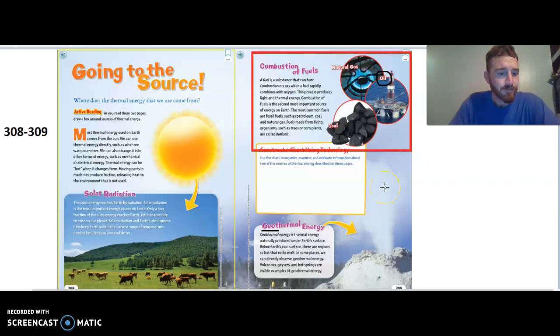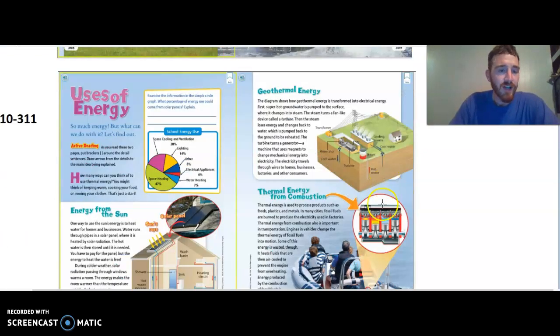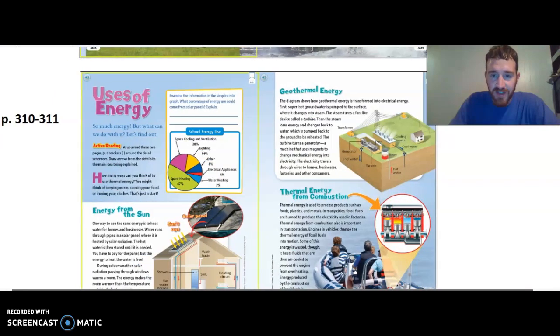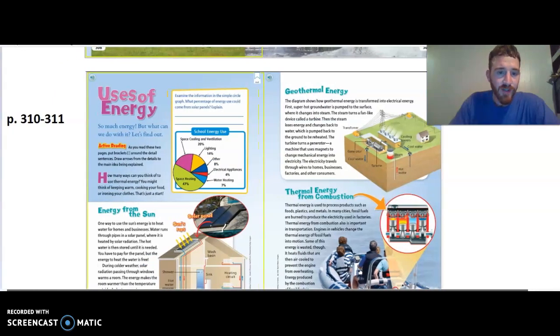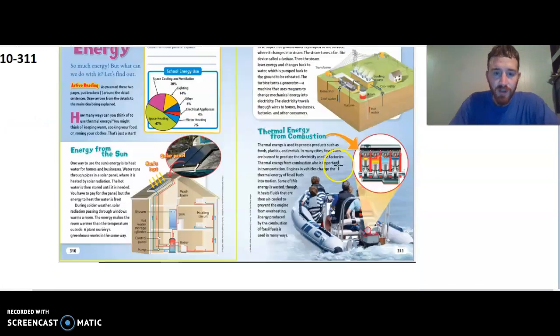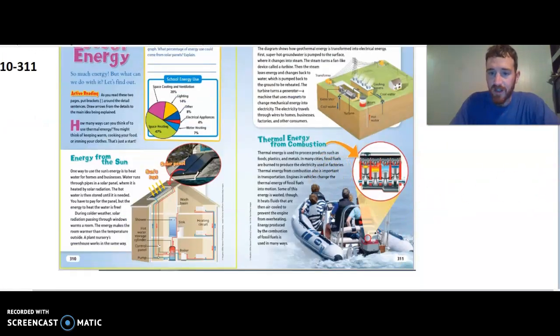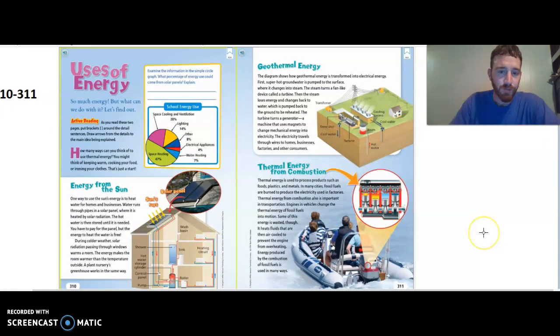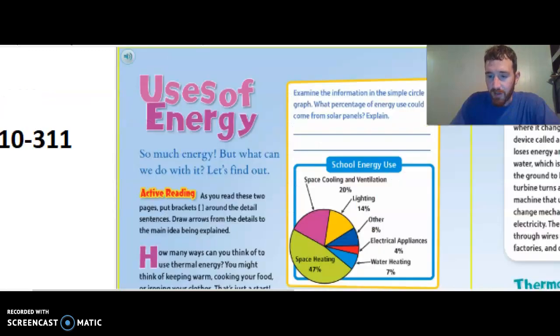Okay, all right, let's go to our next page here. So now we're going to get to the uses of this energy. Okay, so uses of energy, pages 310 and 311. Just to talk real quick, to take the same things, this energy from the sun, geothermal energy, and from combustion, just to talk about these real quick. There are a couple neat diagrams here, and we're just going to take a little look at these.